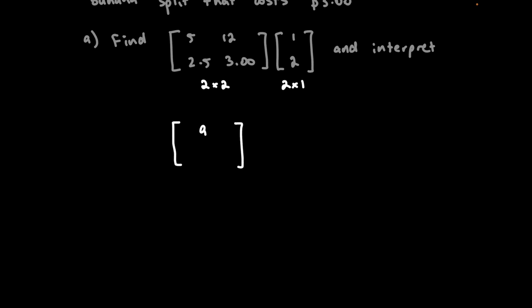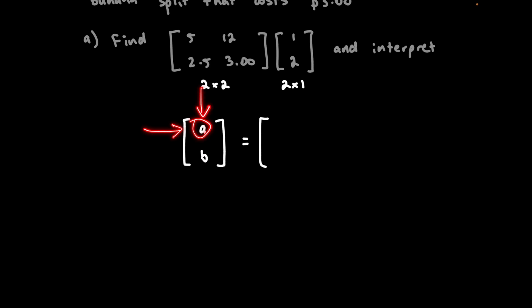So we have values A here and B here. Okay, it's a bit of a fat matrix. But here you go. This is our final matrix and what it looks like. So let's work out what our final matrix is. To work out A, it's simply the first row and the first column. So first row times the first column. So 5 times 1 is 5, plus 12 times 2 is 24. Then we can do 5 plus 24, which is simply 29.